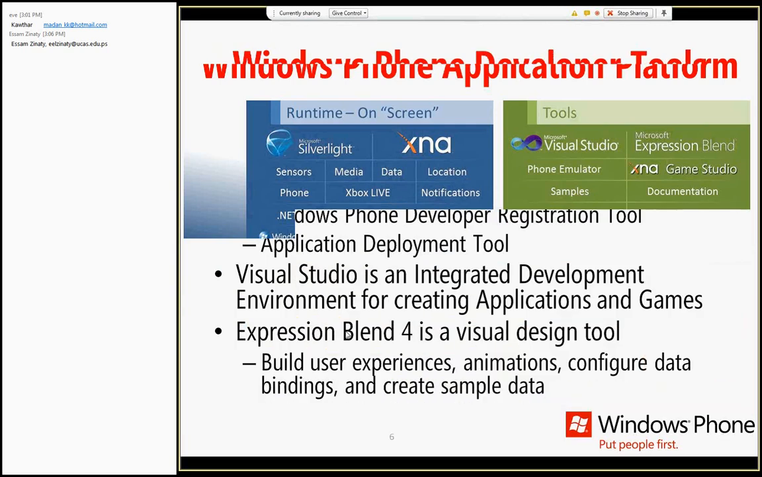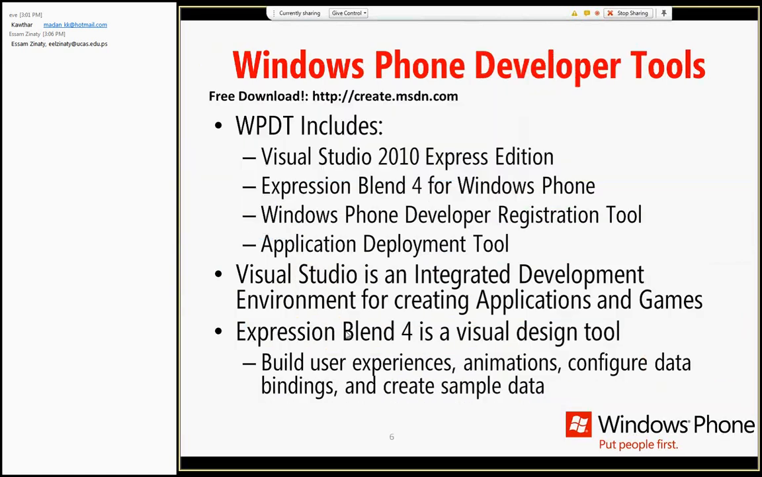So let's see how you get these tools. You go to this URL, create.msdn.com, and there you can download all the tools, get documentation, samples, all other stuff. But basically, if you want to develop with something that's completely free, you're going to download the tools, which include the Visual Studio 2010 Express Edition, which is free.